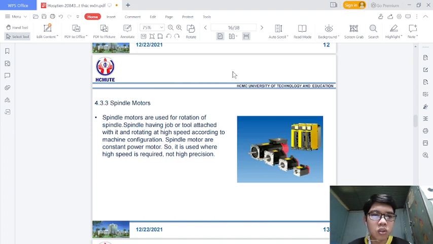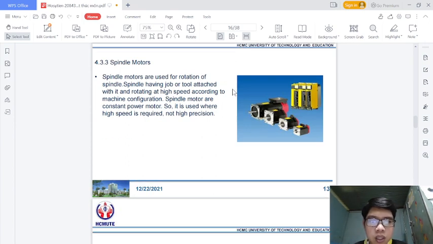Spindle motor. Spindle motors are used for rotation of the spindle having the job or tool attached to it, rotating at high speed according to the machine configuration. Spindle motors contain a high power motor, so they are used where high speed is required, not high precision.